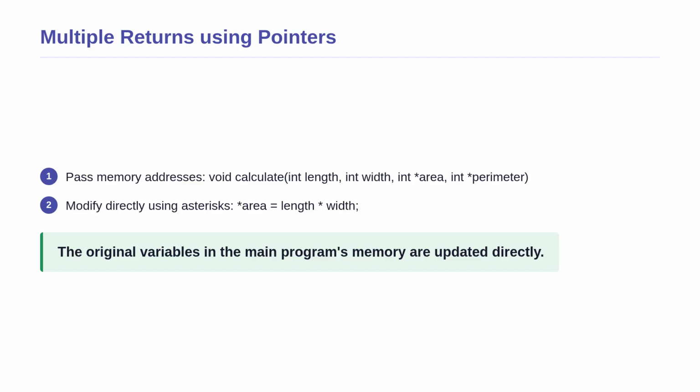The first way to return multiple values is the traditional C programming method, using pointers. A pointer stores the exact memory address of a variable. By passing pointers as arguments, indicated by the asterisk symbol, the function can reach back into the main program's memory. Inside the function, we write asterisk area equals length times width. This directly updates the area variable back in the main program. We effectively return multiple results without ever using the return keyword. However, the complex asterisk syntax can be confusing and prone to errors.